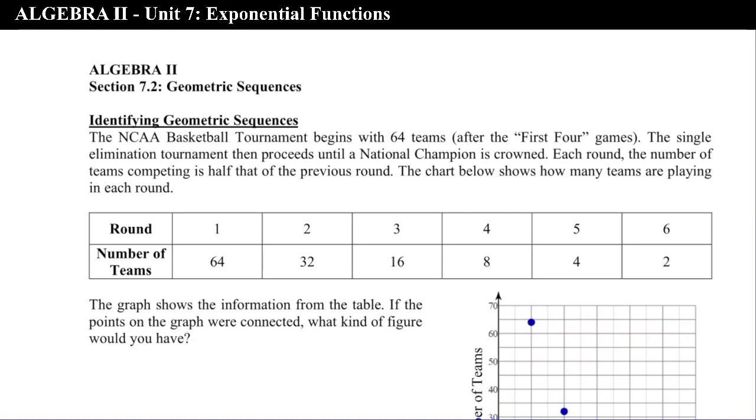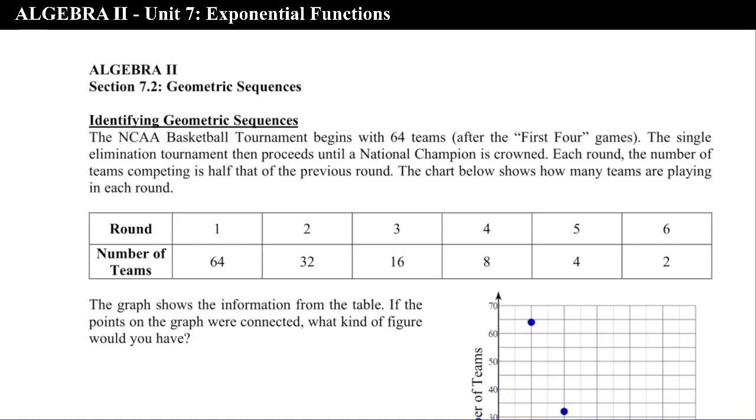So in the last section we talked a little bit about exponential functions and how they look and what they do on a graph. Now let's start going into a little bit of application with it. Exponential functions are very much the type of function where applications are used quite a bit, and a lot of it's in the real world. So let's start off by using a real world example and identifying geometric sequences.